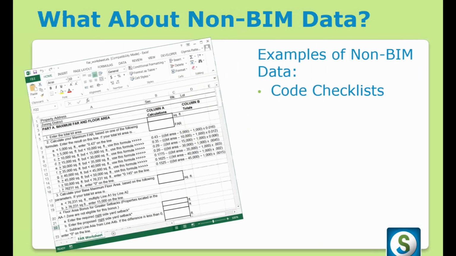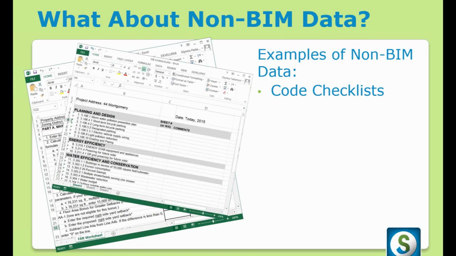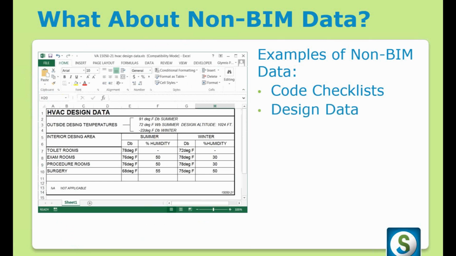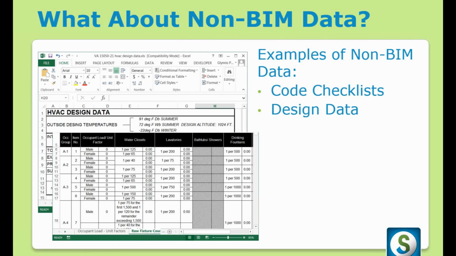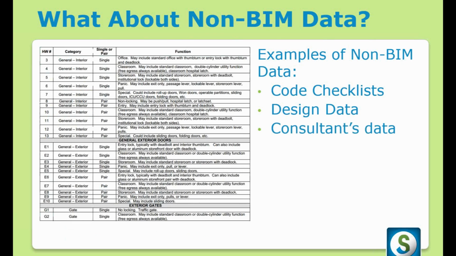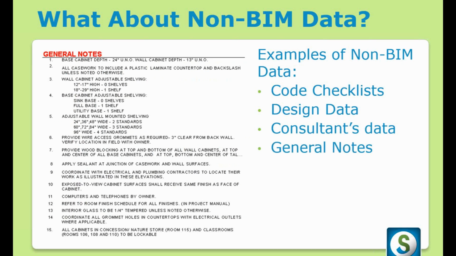But there are lots of different kinds of non-BIM data that really aren't well managed. Examples of that data are things like code checklists. We have design data, for example, it could be this raw fixture count example for plumbing. We have lots of consultant data sometimes that isn't necessarily correlated to building information modeling, but nonetheless needs to be part of our projects. And then, of course, there are things like general notes that reference items in the plan but aren't directly correlating.